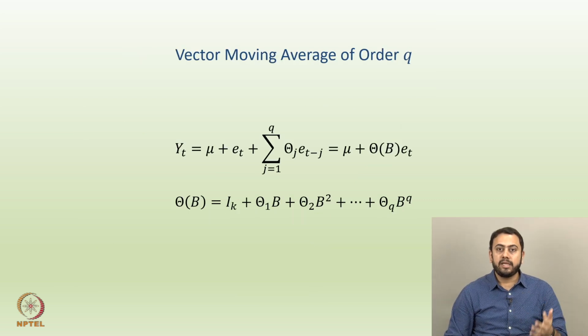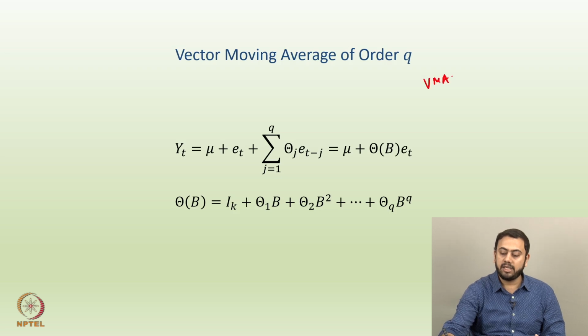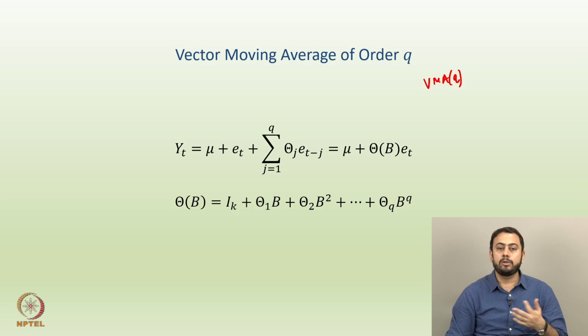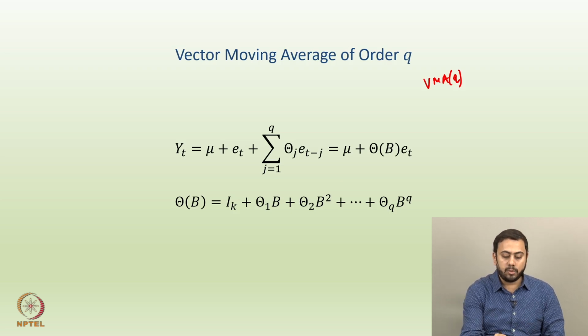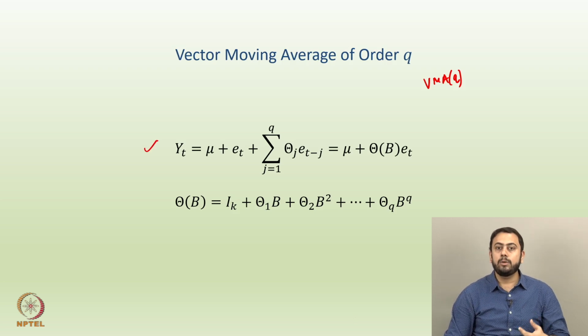Alright, so once you define a general VARMA process, then we can pinpoint some specialized processes. The first one is VMA of order q, or vector moving average process of order q. Here, rather than fixing the upper limit to be infinity, we fix it to be q. Then, going back to the earlier equation, y_t would be mu plus e_t plus the summation j going from 1 to q of theta_j into e_(t-j), or I can write it in a concise form.